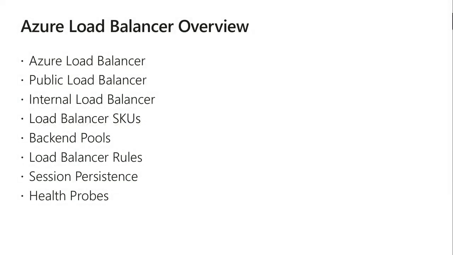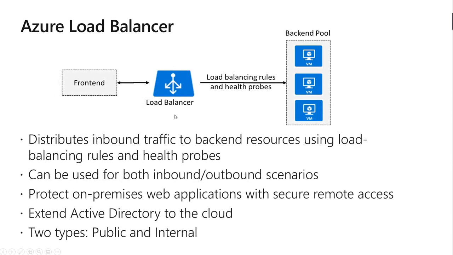Azure load balancer, right? We're going to divide this into seven slides actually. So, Azure load balancer. What a load balancer typically does is deliver high availability and network performance to your application. It's a layer 4 in the OSI model, so TCP and UDP level. The load balancer distributes inbound traffic to backend resources using load balancing rules and health probes.